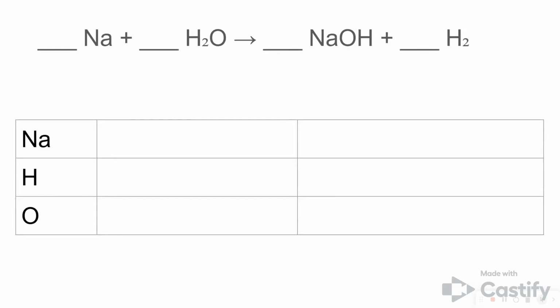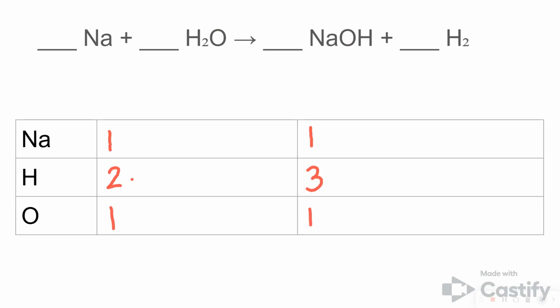Alright, so let's do some practice here. We're going to balance this equation. Our first step is we need to count how many of each element are on both sides of the equation. In this equation, we have 1 sodium atom on this side of the equation, and we have 1 on this side. Now let's look at hydrogen. We have 2 hydrogen on the left side of the equation, on the reactant side, and we have 1, 2, 3 on the product side. For our oxygen, we have 1 on the reactant side, and we have 1 on the product side.